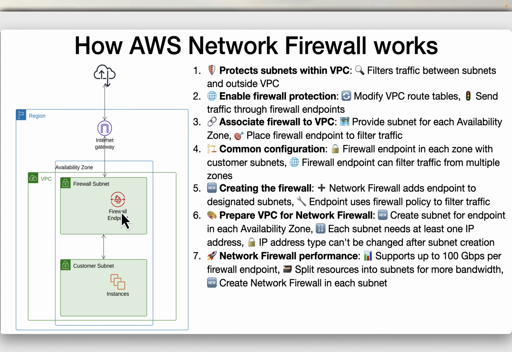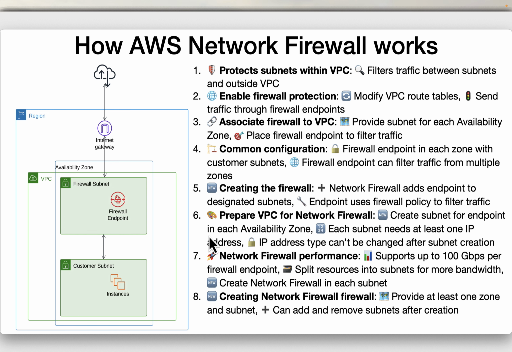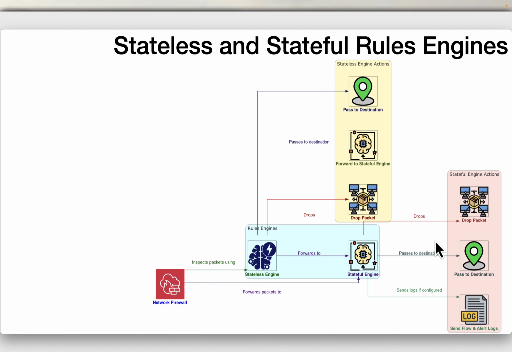Network Firewall supports up to 100 Gbps of network traffic per firewall endpoint. If you require more traffic bandwidth, you can split your resources into subnets and create a Network Firewall in each subnet. When you create your Network Firewall, you must provide at least one zone and subnet for the firewall configuration. You can add and remove subnets after you create a firewall. So let's see stateless and stateful rules engine.